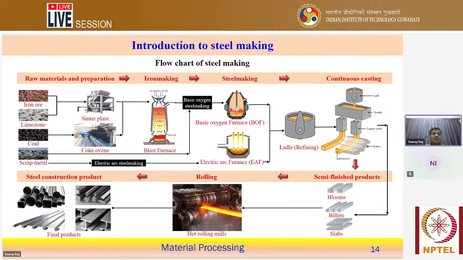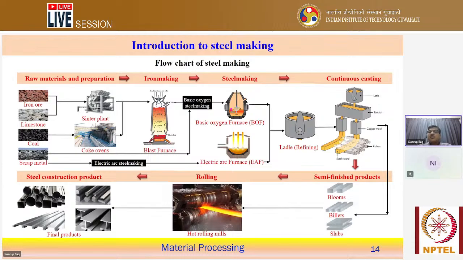So basic oxygen is there, that is the steel making in the basic oxygen furnace. And apart from this, from the scrap metal, we perform electric arc steel making, and it is converted in the electric arc furnace. Therefore, the component from the basic oxygen furnace and the component from the electric arc furnace can be collected together and put in the ladle.